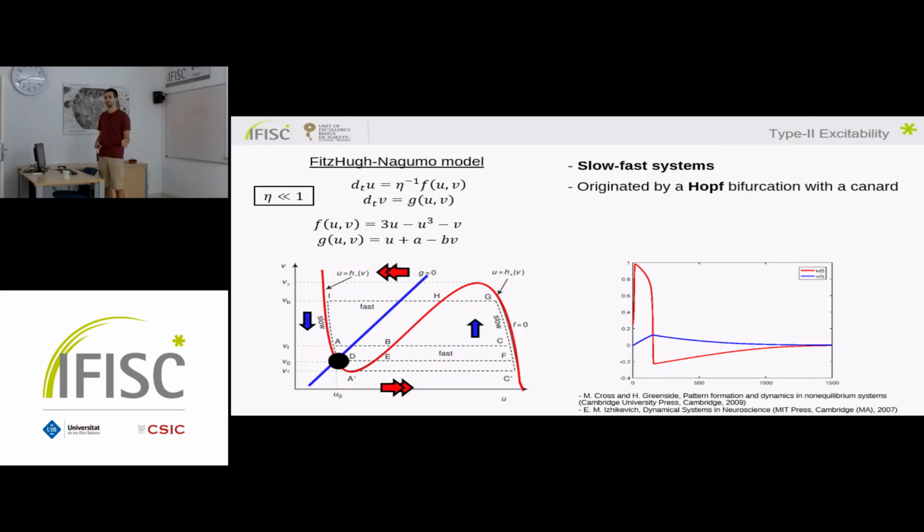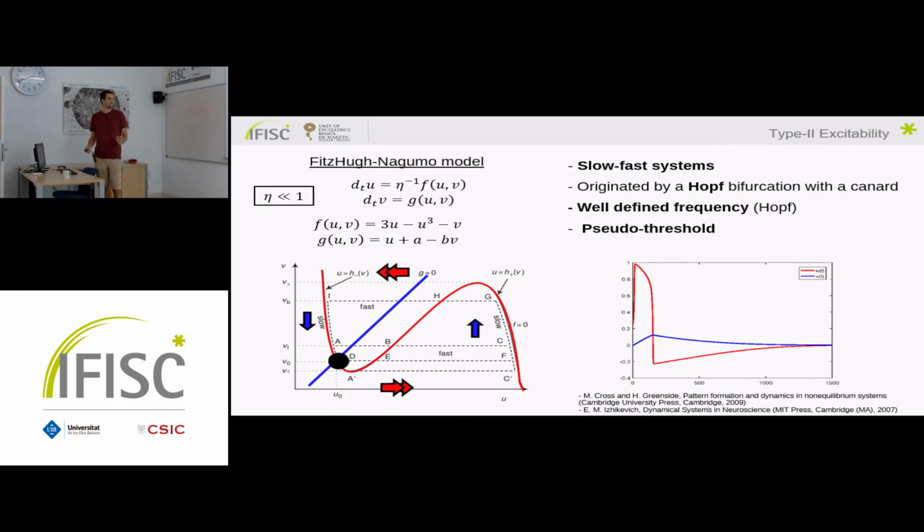So in this kind of system of type 2 excitability, we usually have slow-fast systems. The bifurcation to arrive here is usually a Hopf bifurcation with a canard. They have a very well-defined frequency. The excitable trajectory has a very well-defined time, because most of the dynamics occur during the slow dynamics part here. So the duration of the whole pulse is not very initial condition dependent.